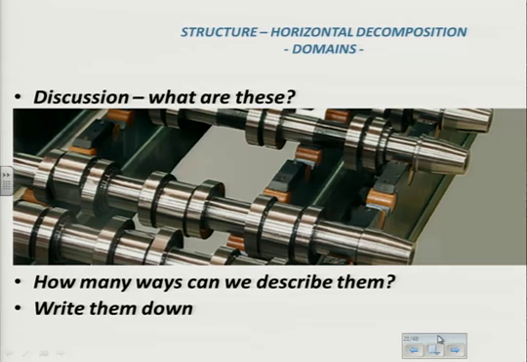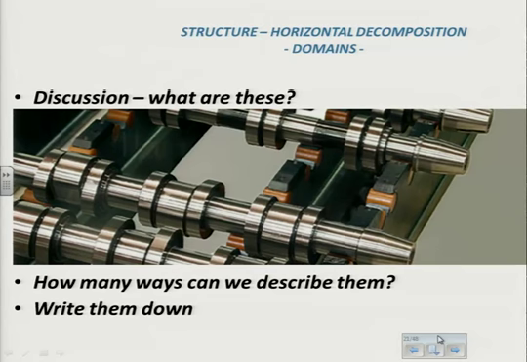Let's take a look at the domains, and I want to take a look at the naturalness of the domains. So what are these shafts? The shafts are sitting in a kind of machine here, but we see that there are some shafts. And so the question is, what are these, or how many ways can you describe them? So pause the video again and say, how could I describe these? Are they a particular kind? What are the different ways you could do that? And make some notes.